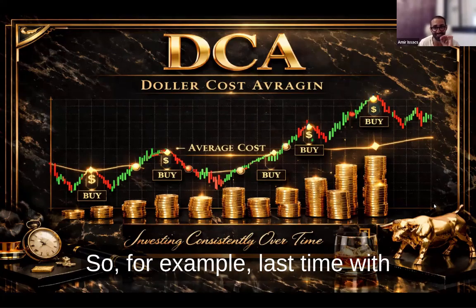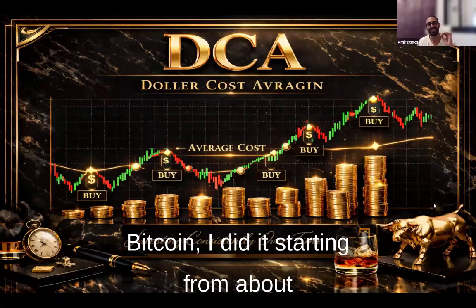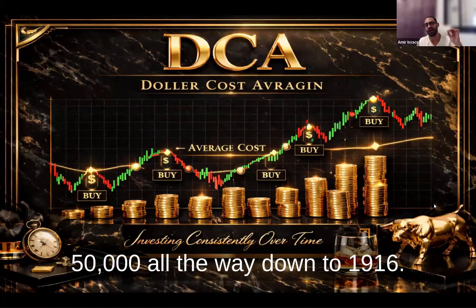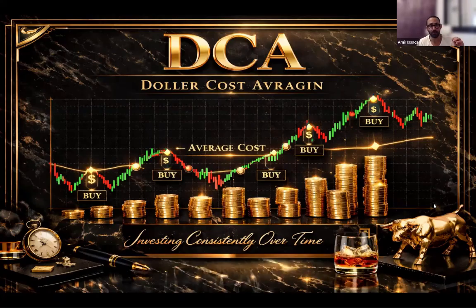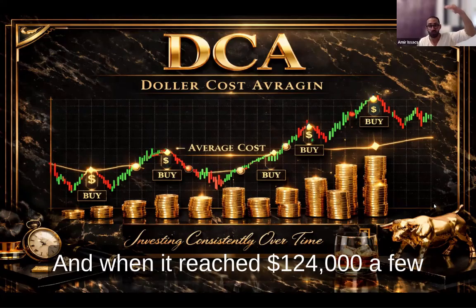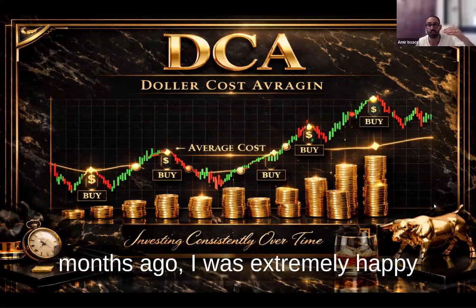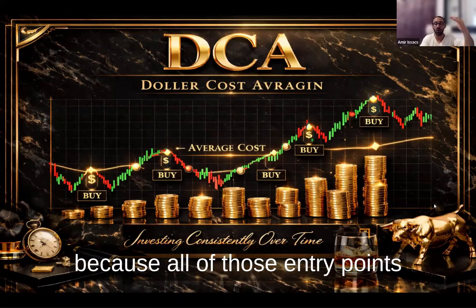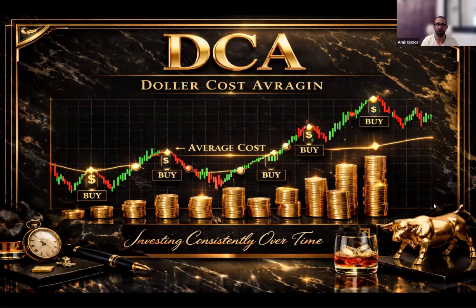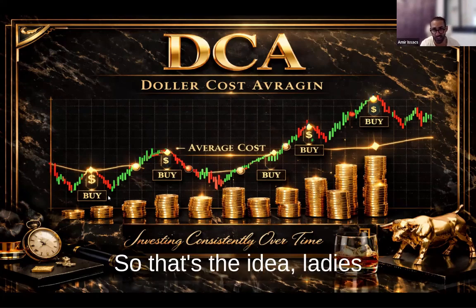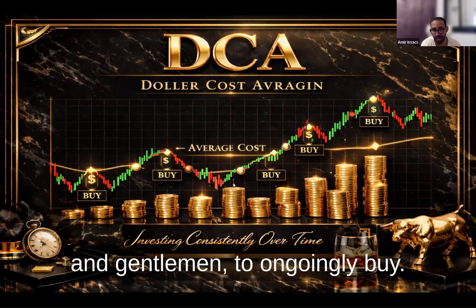So for example, last time with Bitcoin, I did it starting from about 50,000 all the way down to 19,000. I kept on buying every week. And when it reached $124,000 a few months ago, I was extremely happy because all of those entry points came out to be profitable. So that's the idea, ladies and gentlemen, to ongoingly buy.